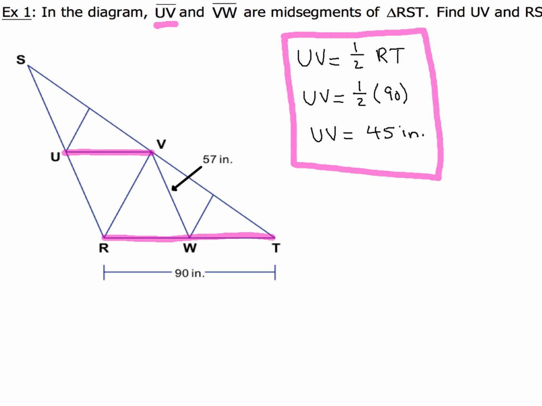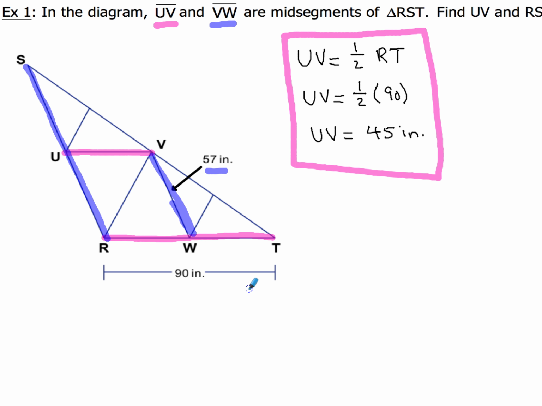Now the other piece we got to take a look at, we got this VW part as being a mid-segment. So VW is bam, right there. That part has a length, we're told, of 57 inches. We know how long that is. But we got to find out how long RS is. Now, there's 2 different ways you could kind of work with this, depending on the way your brain thinks.